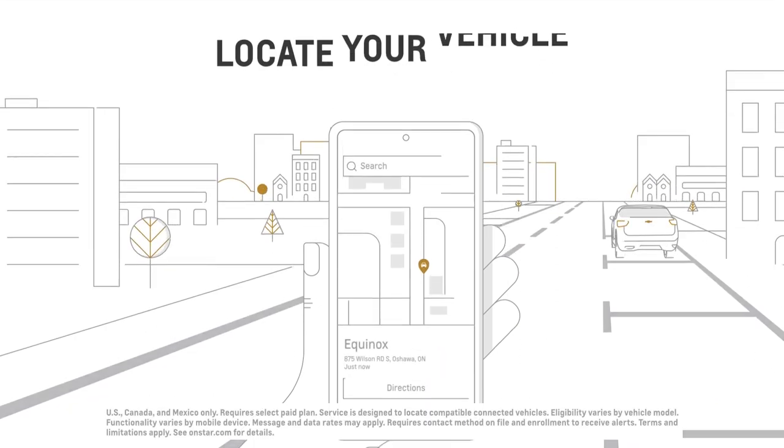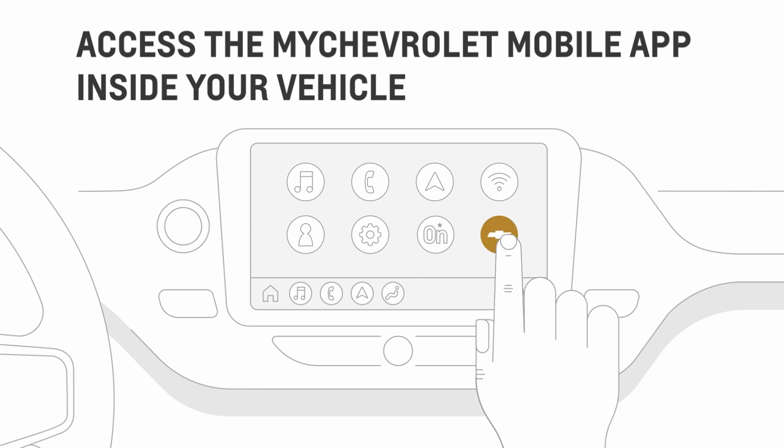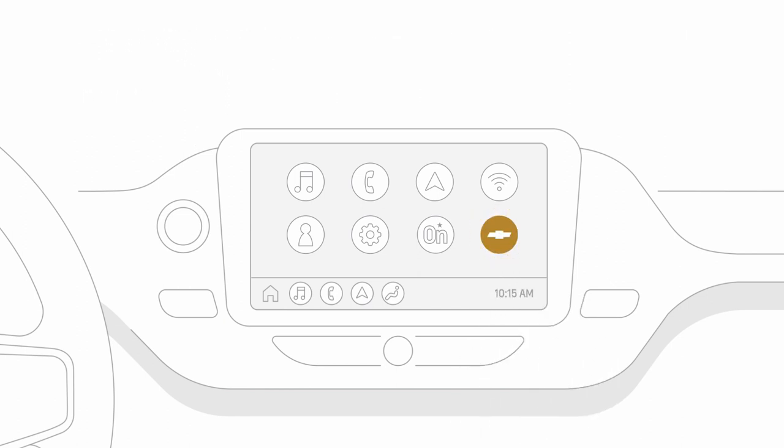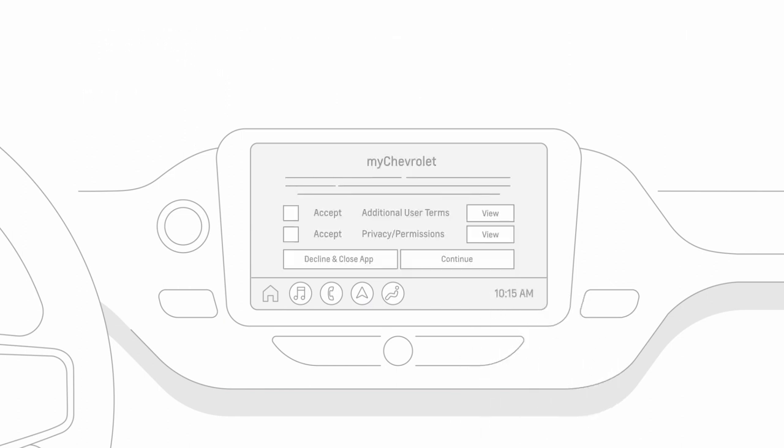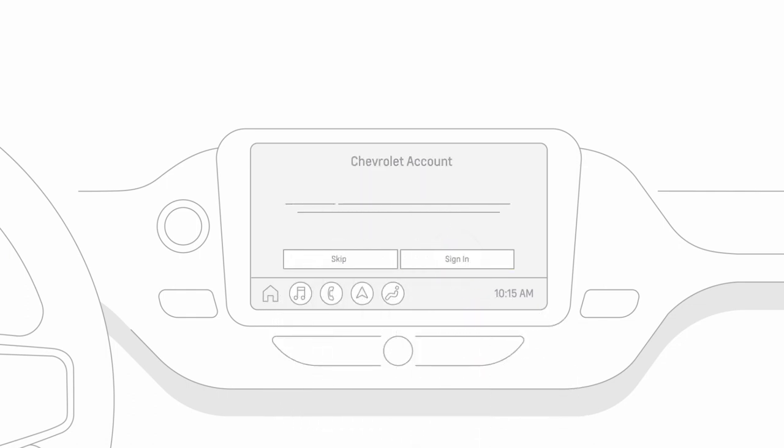Some of the features from the MyChevrolet mobile app can also be found on your vehicle's infotainment system. To sign in for the first time, touch the MyChevrolet mobile app icon on the infotainment screen. Review and accept the app's service terms, and then sign in with your MyChevrolet account email and password.